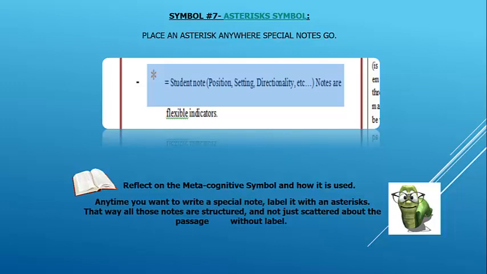Reflect on the metacognitive symbol and how it is used. Anytime you want to write a special note, label it with an asterisk. That way, all those notes are structured and not just scattered about the passage without label.